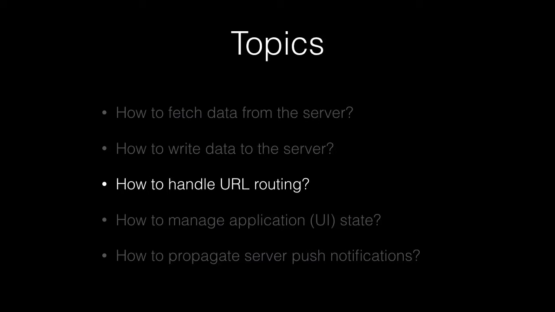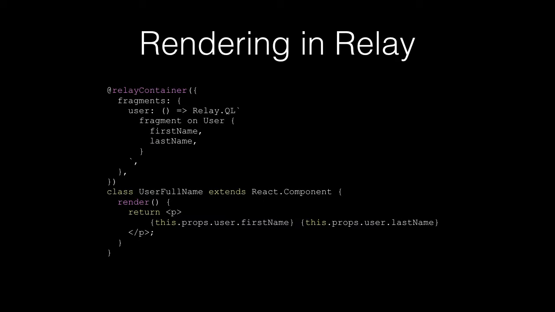So how about URL routing? So URL routing, let's go back a little bit before talking about that to how Relay looks like on the client side, because I haven't shown you yet. So this is how a Relay component looks like. You have a regular React component that accesses some information from the properties. But that information is made available by this decorator that specifies that you want to access a user, which is of type user, and then from that user you want to access the first name and the last name, because that's what you want to use inside the component.